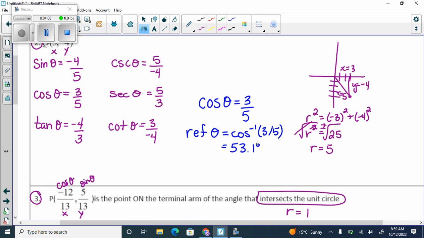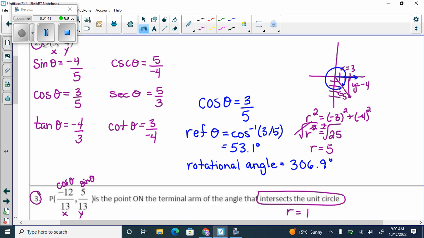Okay. Now, that's the reference angle. That's this piece. I need from here to here. How do I get a quadrant 4 angle with a reference angle? So I'm going to go the rotational, 360 minus that, and I get 306.9 degrees. Now that's in degrees.